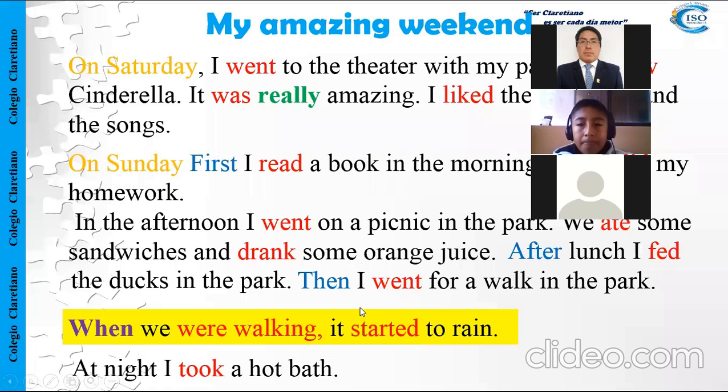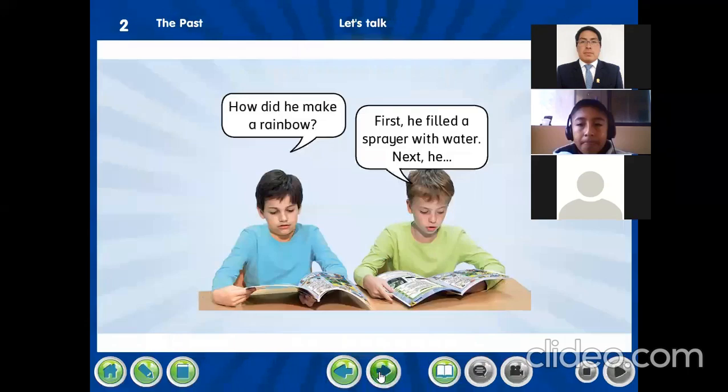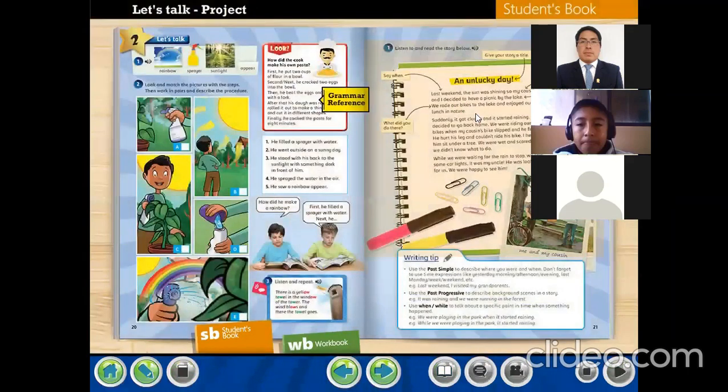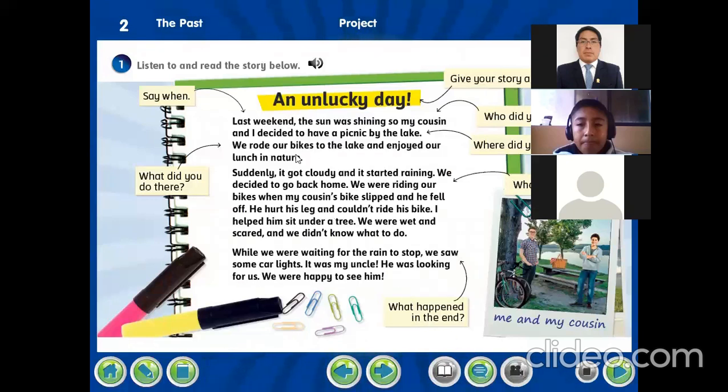Okay, the objective of this class is that you are going to write a composition. Use the verbs in past, remember, past tense. Use connectors: first, after, then. Okay, don't forget. You can use this example. Also, you can use your book. In your book, you have other examples. Okay, another example. Look here, the same. But this is a different composition, no? An Unlucky Day. But the same, it's in past tense. It's in past. Okay?